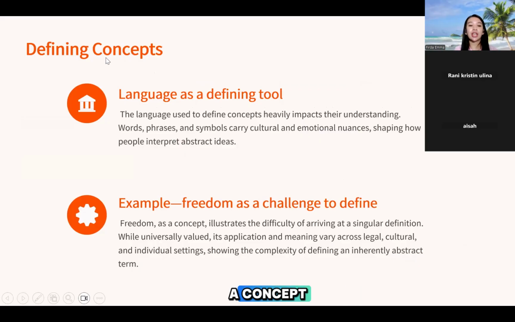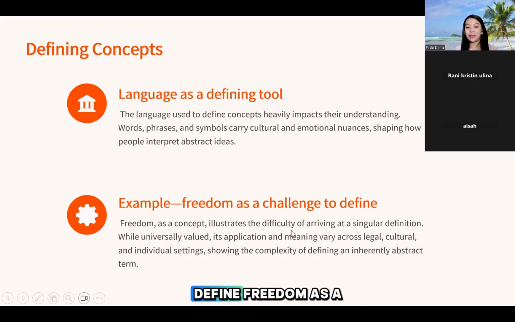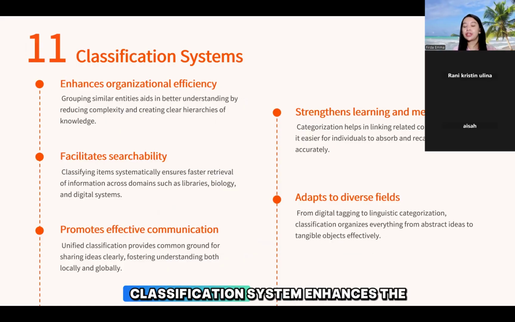Next, when we're defining a concept, we can use language as a defining tool. Language used to define concepts heavily impacts their understanding. Words, phrases, and symbols carry cultural and emotional nuances, shaping how people interpret abstract ideas. And the example, freedom as a challenge to define. We have a concept of freedom, and the difficulty of arriving at a singular definition. While universally valued, its application and meaning vary across legal, cultural, and individual settings, showing the complexity of defining an inherently abstract term.